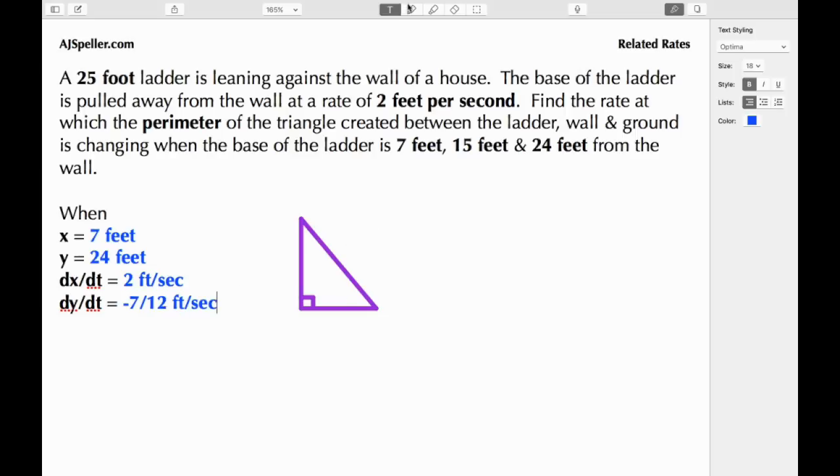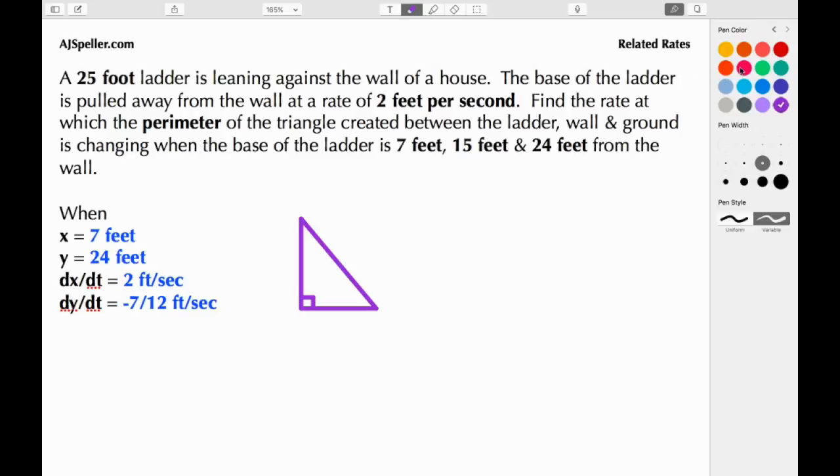So what we're going to do first is label our triangle here. The length of the ladder is 25. We're going to label the ground x and the wall y. And we're asked to find the perimeter. Well, we know the perimeter is the distance around an object. So here we're going to say the perimeter is equal to the x value plus the y value plus the length of the ladder, which we know is 25.